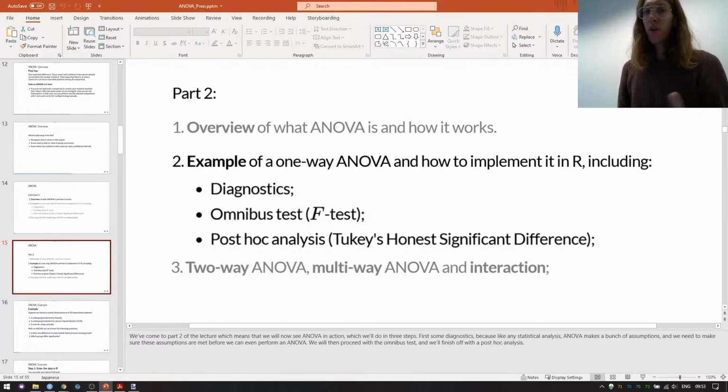So we will now run through an example of a one-way ANOVA and how to do it in R. There are always 3 steps that you should do if you are performing an ANOVA. First is the diagnostics, then the Omnibus Test, and then a Post hoc Analysis. Usually that would be the T test.